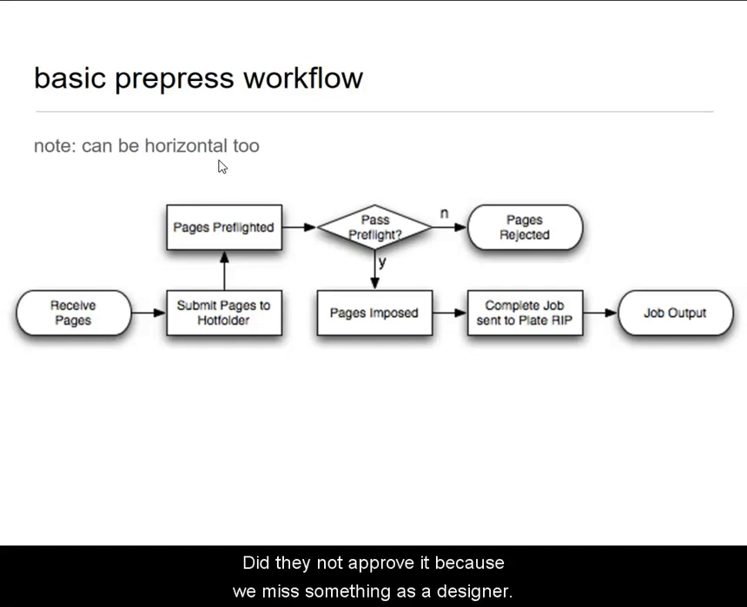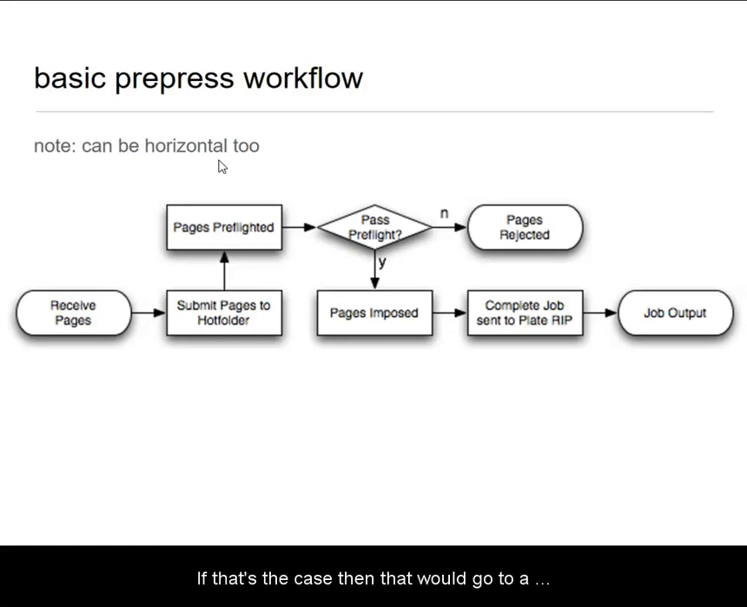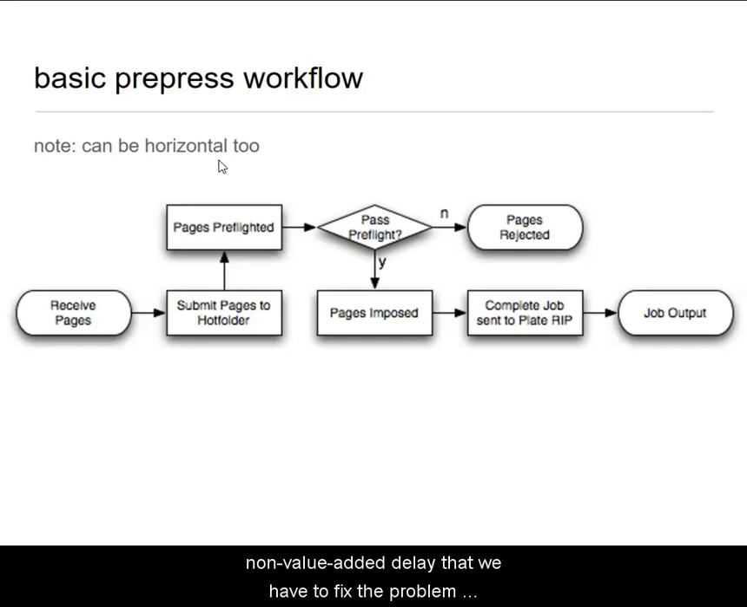Did they not approve it because we missed something as a designer? Say they told us to insert a photo and we missed the photo. If that's the case, then that would go to a non-value added delay, where we have to fix the problem, and then it goes back into the process. You can see, that would be a delay, that'd be non-value added.